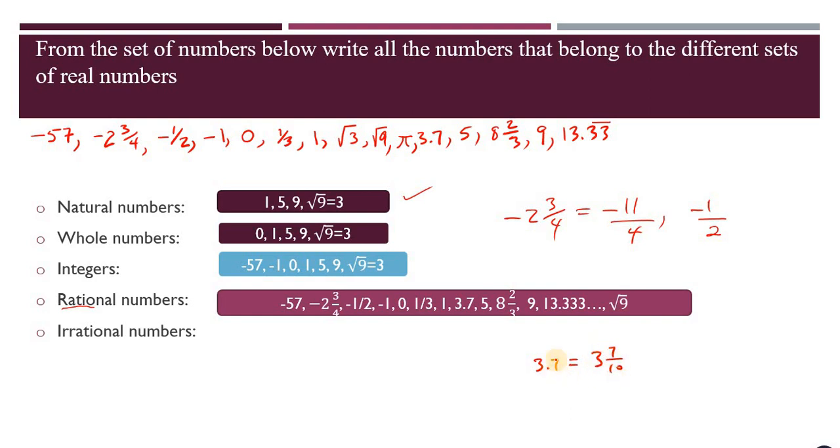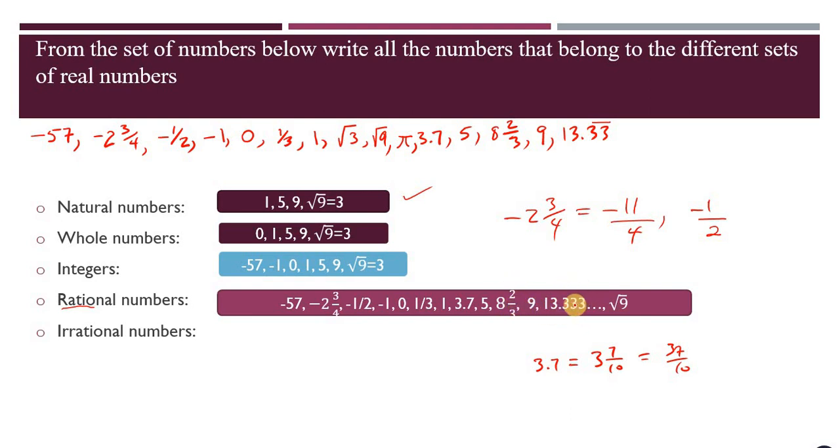This 0.7, the 7 is in the 10th place, meaning 7/10. So we can convert this to 10 times 3 is 30, plus 7, 37 over 10. And so now it's an improper fraction. However, we have an integer in the numerator and in the denominator. And the same thing goes for this fraction, 8 and 2/3. We can convert it to an improper fraction with an integer in the numerator as well as the denominator.